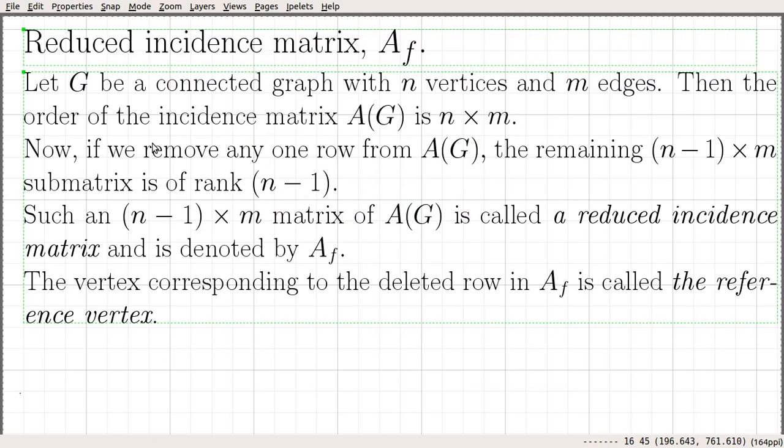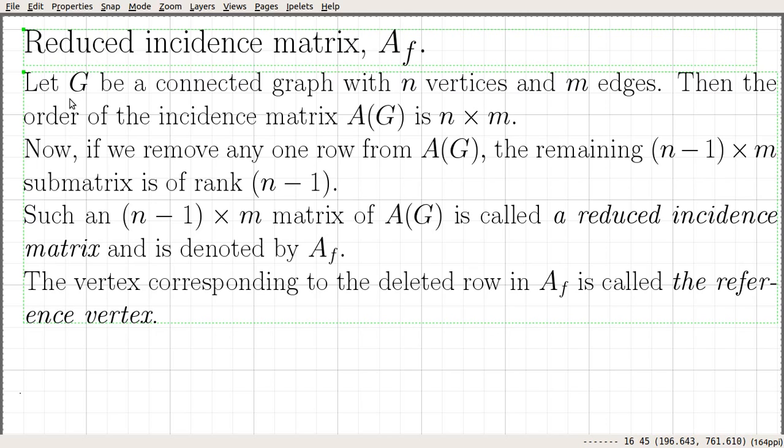Okay, in this video we continue our discussion on incident matrix of a graph. So here we define what is called the reduced incident matrix of a graph, and we prove that the reduced incident matrix of a tree has rank n minus 1, where n is the number of vertices in that tree. Okay, so let me start by defining the reduced incident matrix.